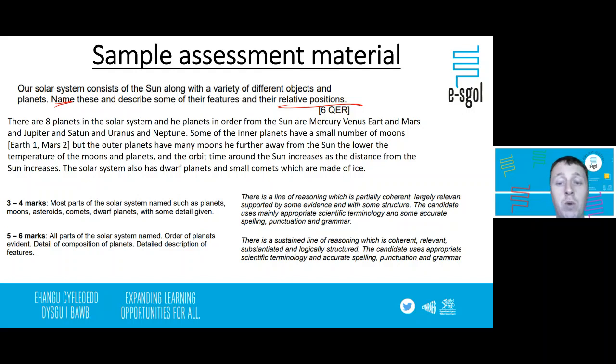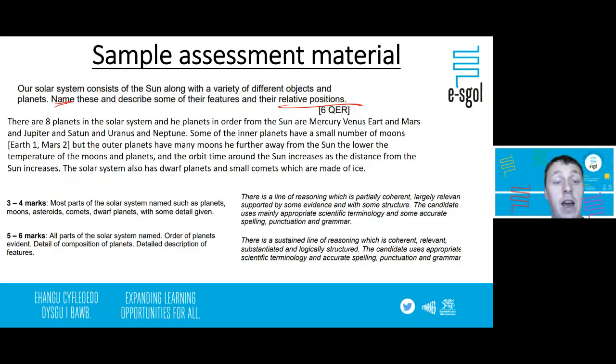Some of the inner planets have small number of moons, Earth 1, Mars 2, but the outer planets have many moons. The further away from the sun, the lower the temperature of the moons and planets. So here now the sentence is slightly difficult to read because of the structure, but again, they've identified inner and outer planets. They've not described where the inner and outer starts, but again, a good attempt. And the orbit time around the sun increases as the distance from the sun increases. So they've described another feature of planets in our solar system. The solar system also has dwarf planets and small comets, which are made of ice. So here is a good attempt.